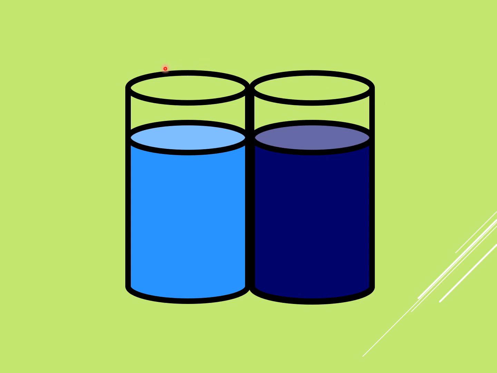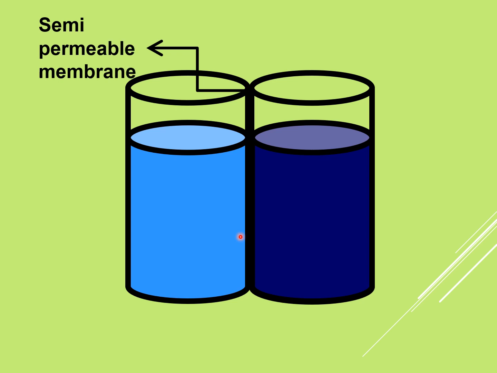Now let us assume we have two containers. Both have the same solution, for example, sodium chloride solution. The right container has a concentration more, and the left container the concentration is less. Two different concentrations of the same substance are kept together, separated by a semi-permeable membrane. The semi-permeable membrane prevents all ions from coming out. Only the solvent, water, can pass through that.